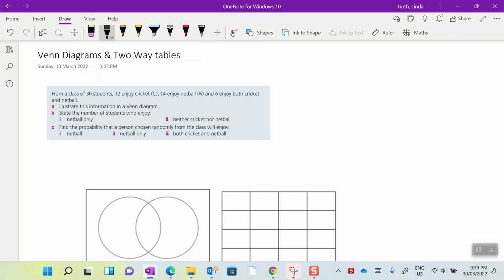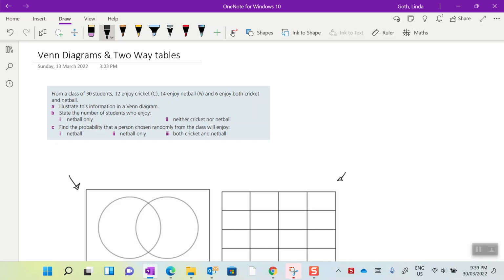In this video, we're going to do the same question twice. We're going to do it once using a Venn diagram, which is one of these, and once using a two-way table, which is one of these. Don't jump ahead or you will make a mistake. I've seen this happen many, many times.